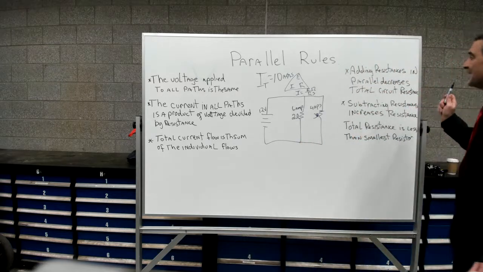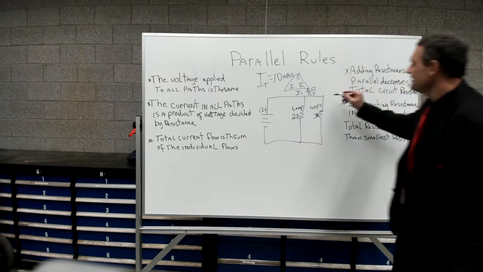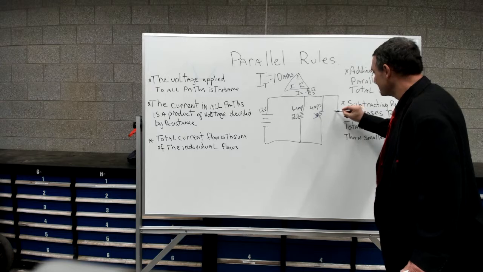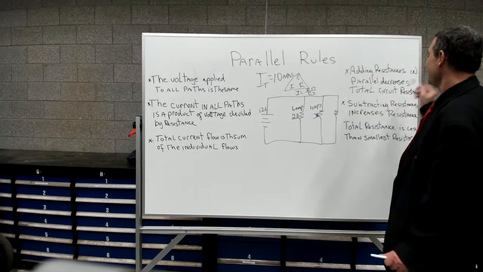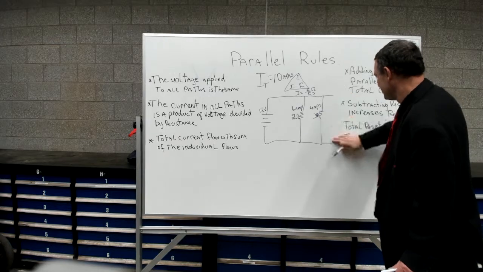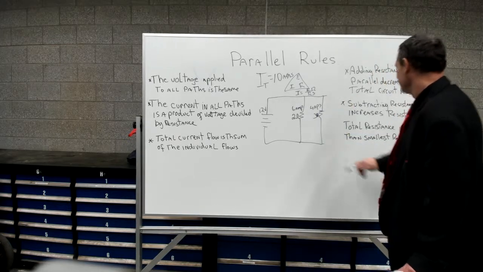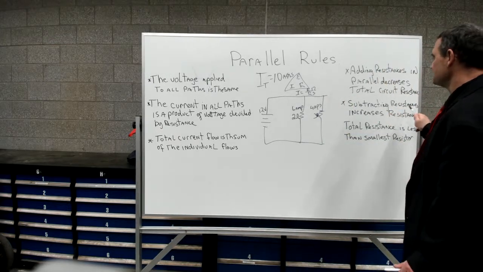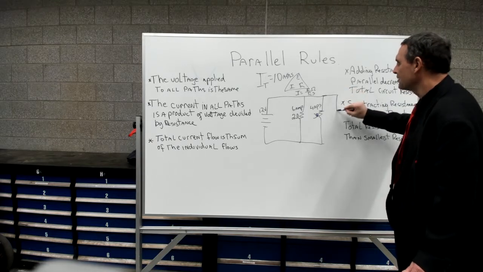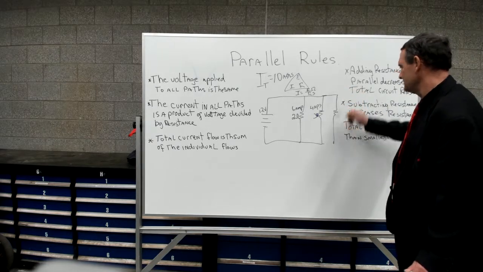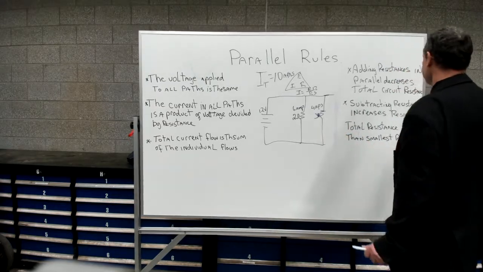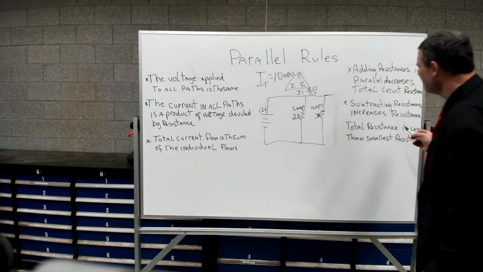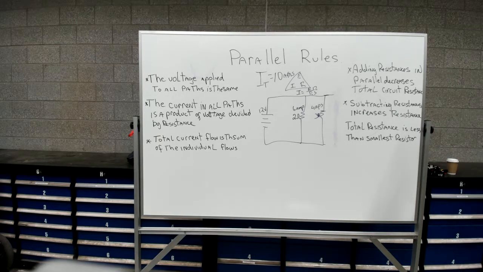The next rule, adding resistance in parallel. If I was to add another resistance here, this would decrease total circuit resistance. If I was to subtract it, subtracting resistance increases, so now we're going to see an increase in resistance. Subtracting it, we're going to see less resistance. So finally, total resistance is less.